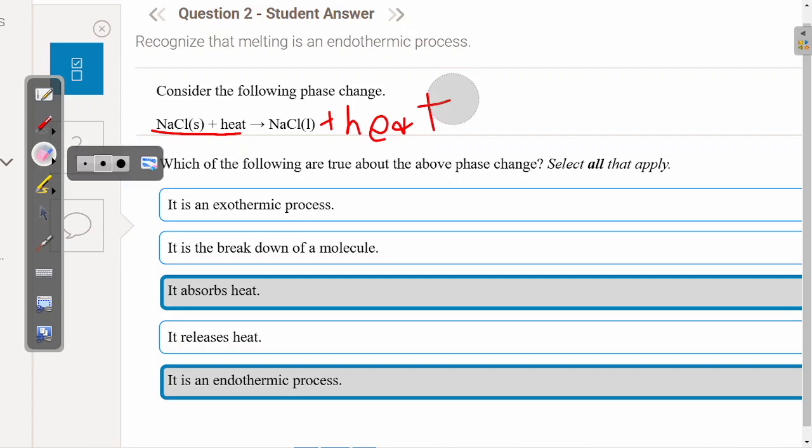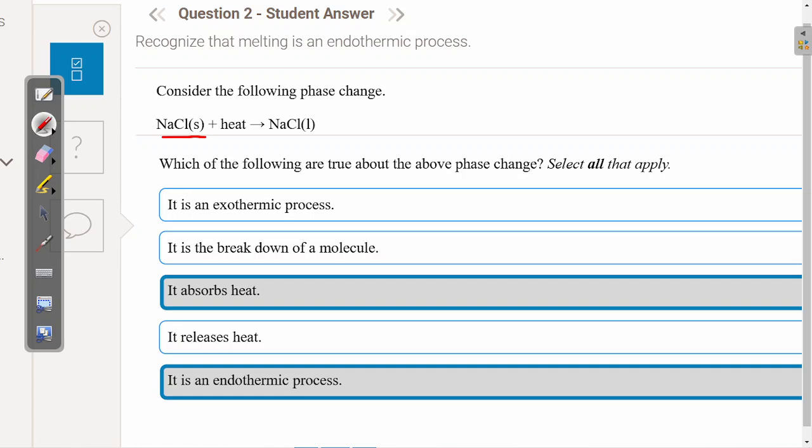It's endothermic actually. It is the breakdown of a molecule. No, it's not, because NaCl is here, and then it stays the same. It does not get broken down. It absorbs heat. Yes, it absorbs heat because heat is on the reactant side. It means it's endothermic, which means it absorbs heat.